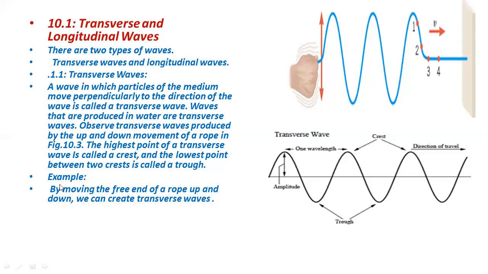Example of transverse wave is by moving the free end of a rope up and down, we can create transverse waves. Free end means one end of the rope is tied with support and the other end is free. So by moving this free end of the rope, we can produce the transverse waves in the rope.